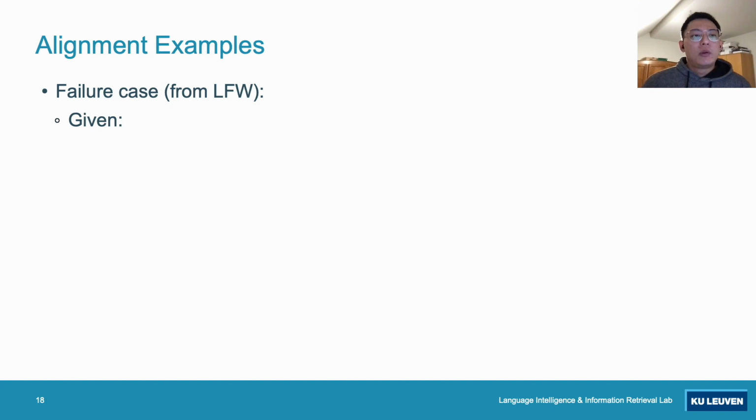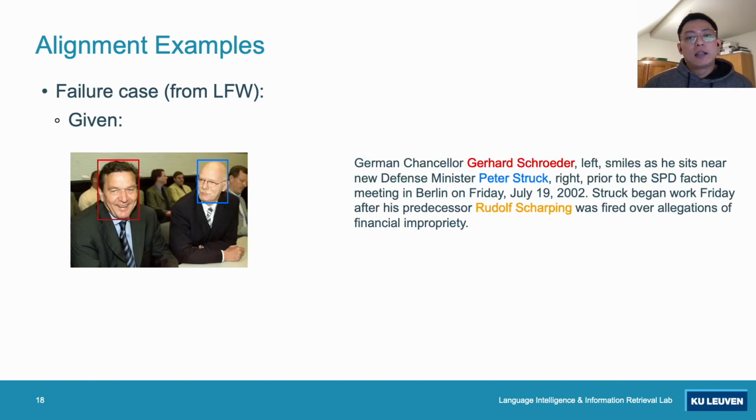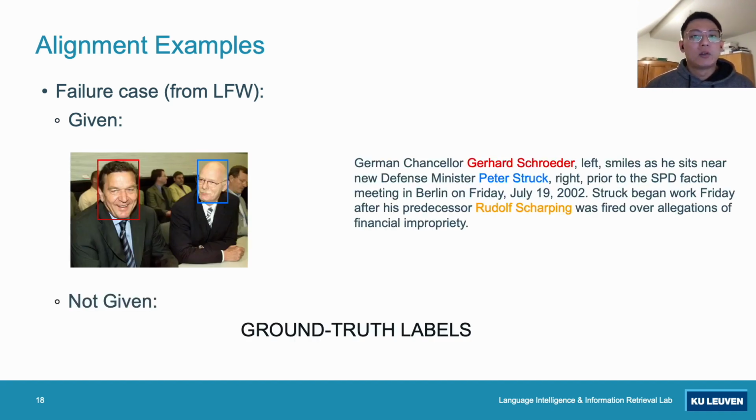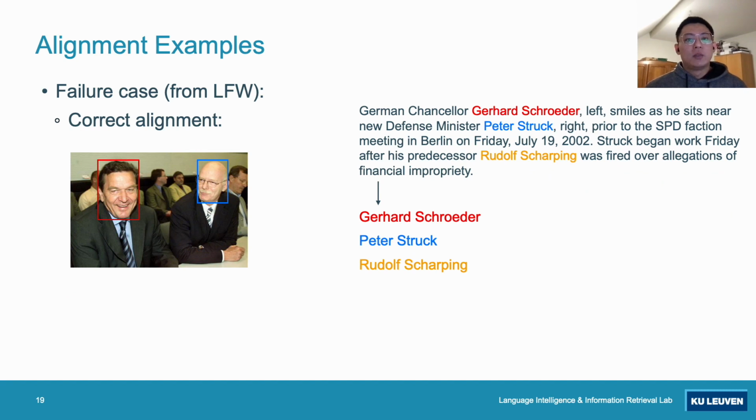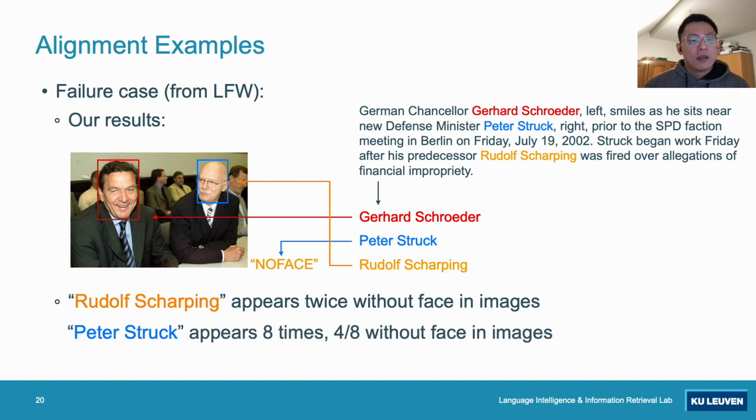First, a failure case. We were given an image with two faces and a caption with three names. We were not given the ground truth label. The correct alignment would be naming red to the red box, naming blue to the blue box, and naming yellow to no face. However, our model aligns naming red correctly, and the other two wrongly. The reason is that naming yellow appears twice without a face in the image, and naming blue appears 8 times, 4 out of 8 without a face in the image in the dataset. These are just two very unusual names.